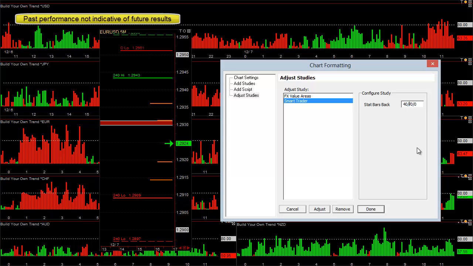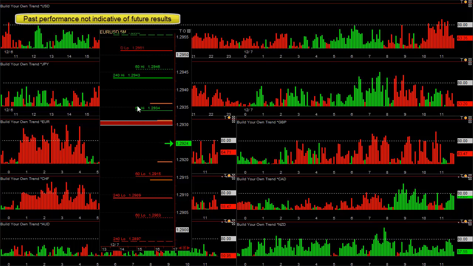Now, if you want to add it back, you just put 25 there. Make sure there's a slash between each level, not at the end. And now the hourly goes back, as you can see. And again, the current price is with an arrow. It's very easy to see.